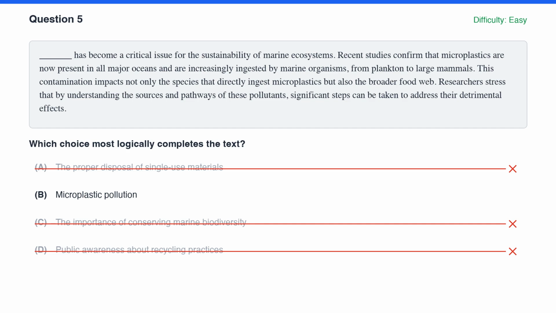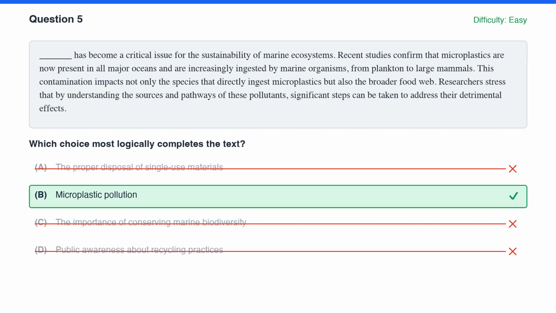Choice A, the proper disposal of single-use materials, points to a possible solution rather than the contamination problem the passage actually describes. Choice C, the importance of conserving marine biodiversity, is too broad and never matches the passage's narrow focus on microplastics. Choice D, public awareness about recycling practices, shifts to human behavior and education, while the text discusses pollutants already present in the oceans.